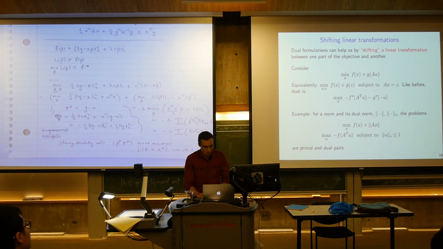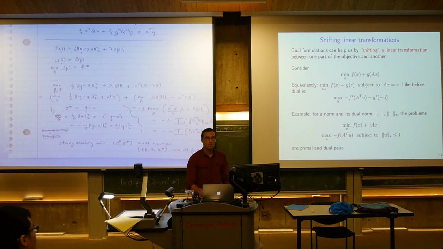Something else very special about dual problems, which we saw happen in the case of the lasso problem, is that by taking duals, we can shift a linear transformation from one piece of the objective to another. And this is a very general principle that people use all the time. I use it all the time when I'm thinking about solving problems.